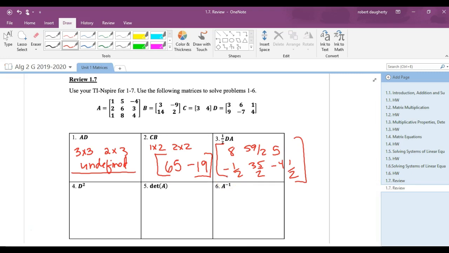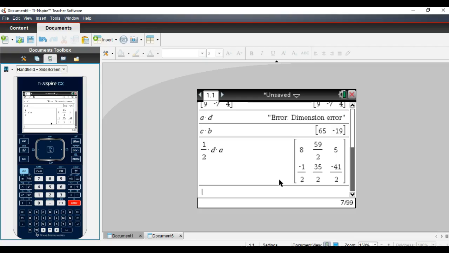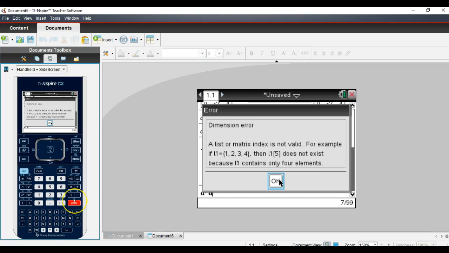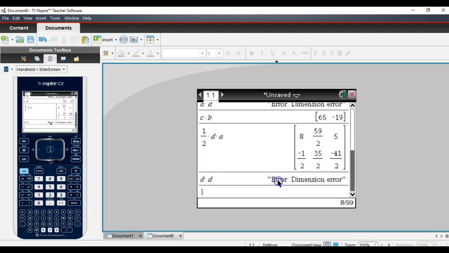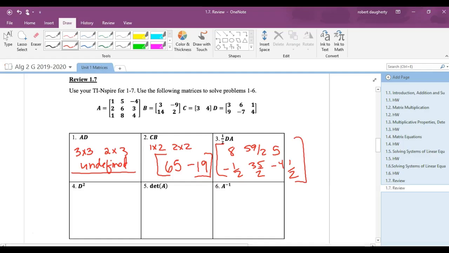D squared. So D squared, that's going to be D times D. Okay, it tells me that that is not valid, okay? You would have known that before you tried it. So look at this. D is a, what, how many rows? 2 by 3. So 2 by 3 times a 2 by 3. This can't be done. So this is undefined.